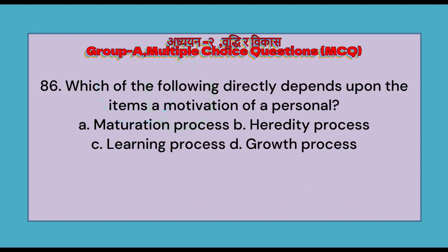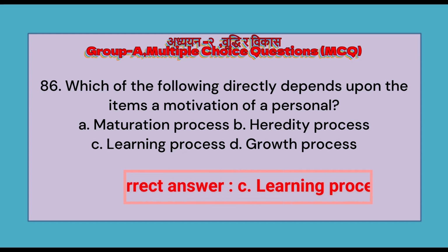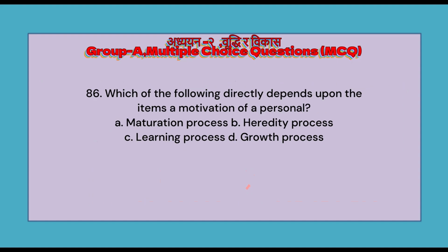86. Which of the following directly depends upon the motivation of a person? A. Maturation process, B. Heredity process, C. Learning process, D. Growth process. Correct answer: C. Learning process.